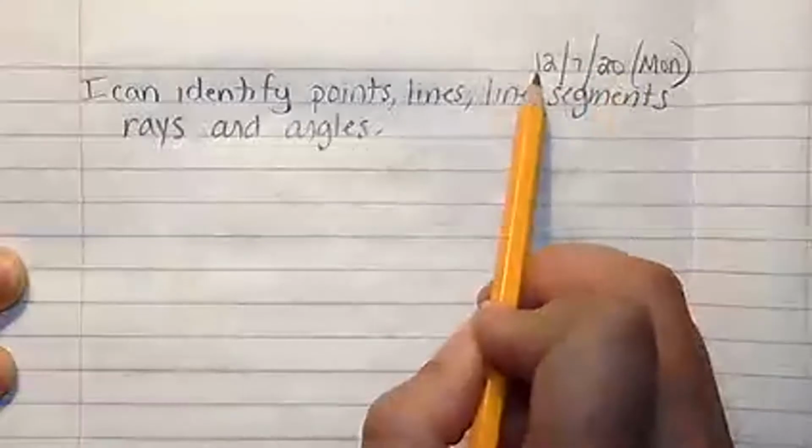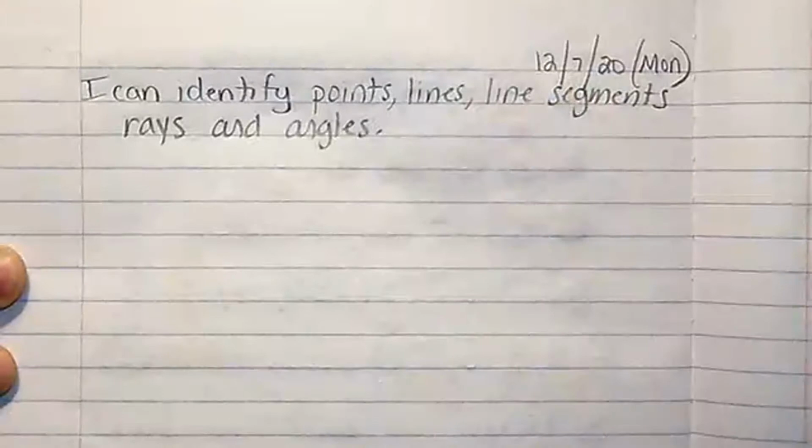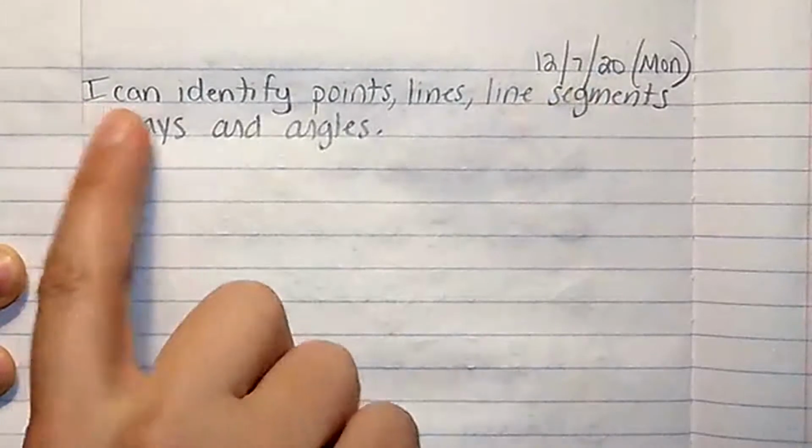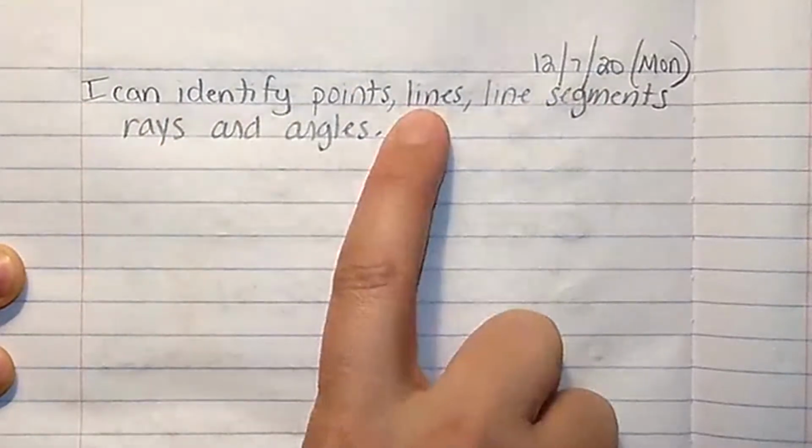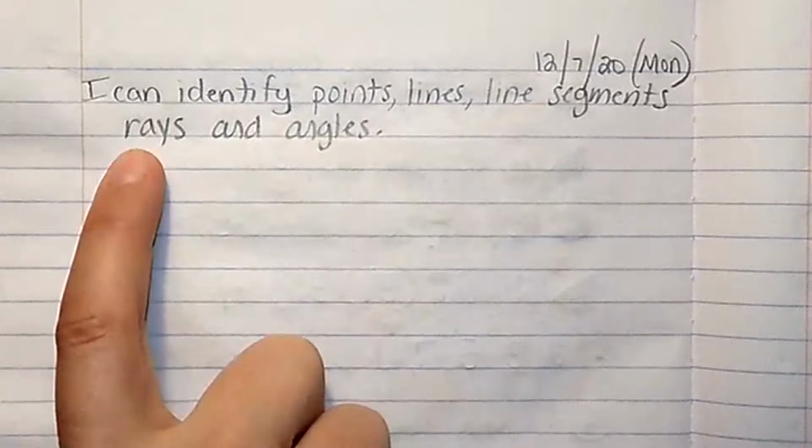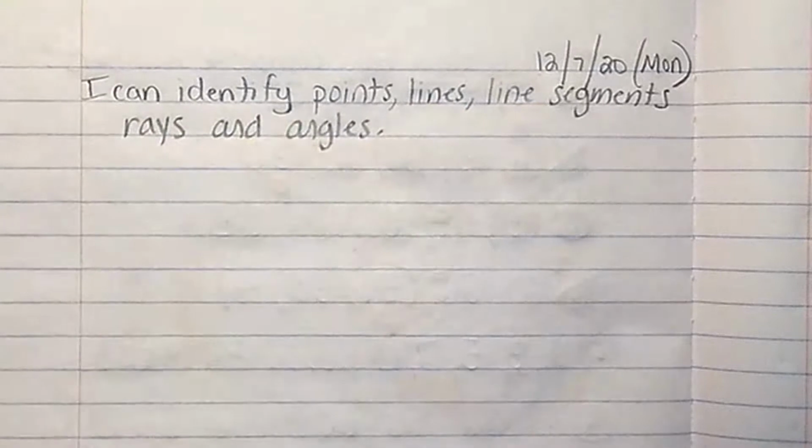Today is Monday, December 7th, 2020. And our I Can says, I can identify points, lines, line segments, rays, and angles.